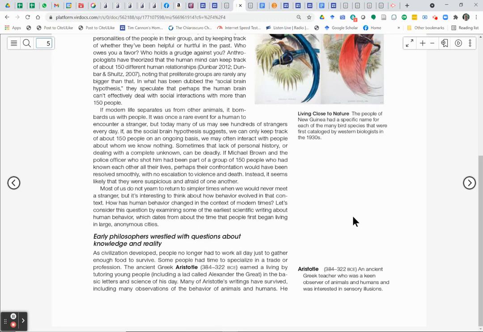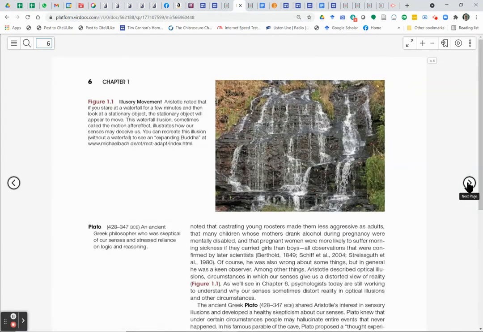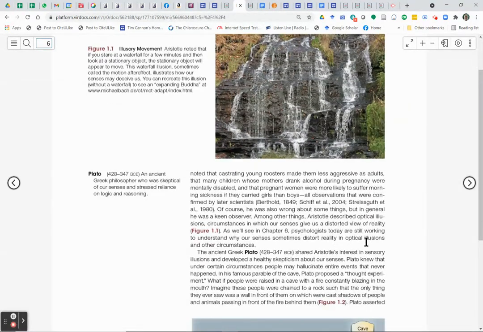And then we get to the Greeks, and Aristotle knew a lot of stuff, and that didn't do anything. And he knew about illusions. That's a waterfall illusion. If you look at a waterfall for a while, running down, as they tend to do on this planet, and you look away, things will move up. And Aristotle knew that. Very clever. He also noticed that mothers who drank a lot had children that weren't in good shape.